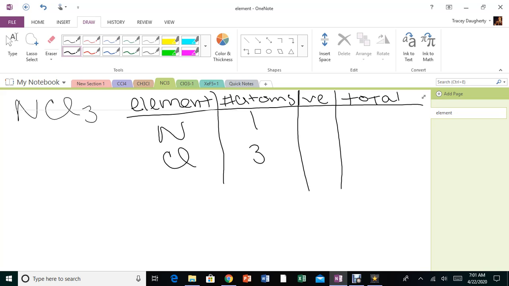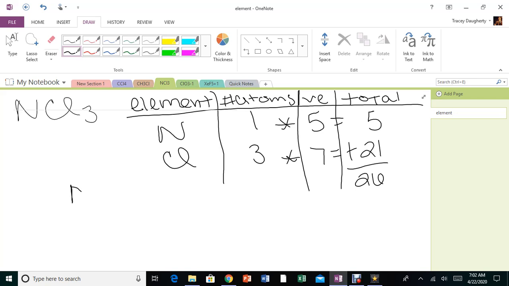Nitrogen on the periodic table has 5 valence electrons. Chlorine has 7. So 1 times 5 is 5. 3 times 7 is 21. Add down, which you get 26.